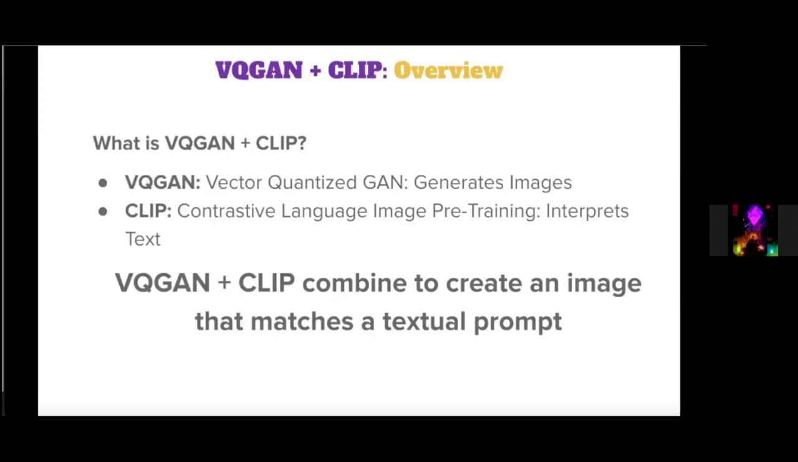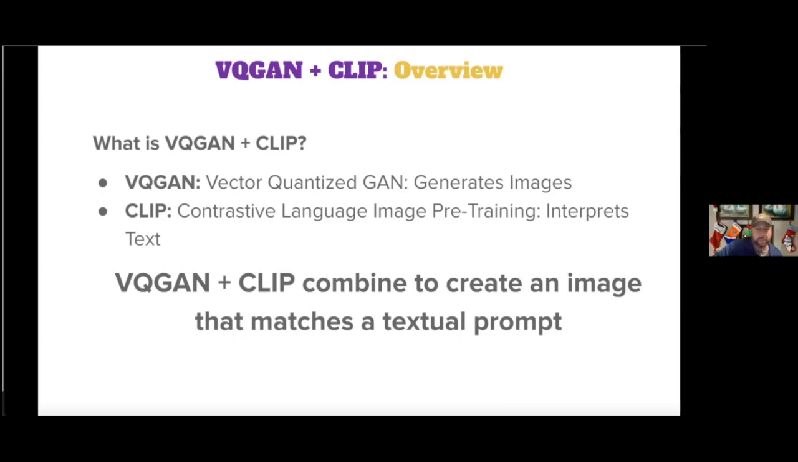So what exactly is VQGAN and CLIP? We talked a little bit last time about neural networks and GANs. So if you haven't watched the first video in the series, I definitely recommend it. But essentially what VQGAN is, it stands for vector quantized GAN. And basically that's a very fancy way of saying that it's a GAN that creates images. And then it's combined with another neural network called CLIP, which is contrastive language image pre-training. And basically what that means is it interprets text and then combines it with the GAN to create an image that matches a textual prompt.